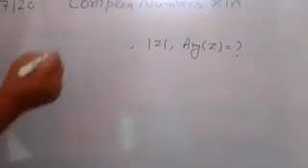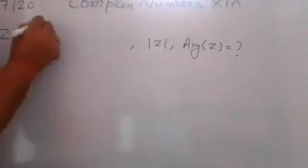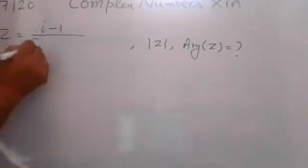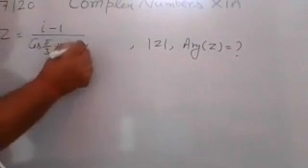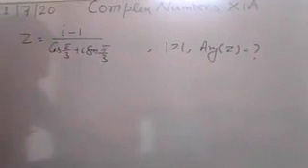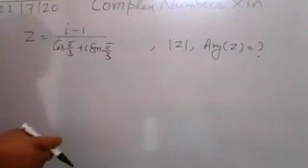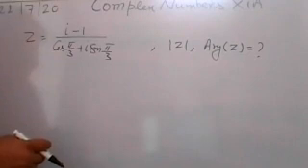Yes, write it. Z is equal to i minus 1 upon cos pi by 3 plus i sine pi by 3. You have to find the modulus and argument of the complex number. Z is equal to i minus 1 upon cos pi by 3 plus i sine pi by 3. So first you try to reduce it to standard form.